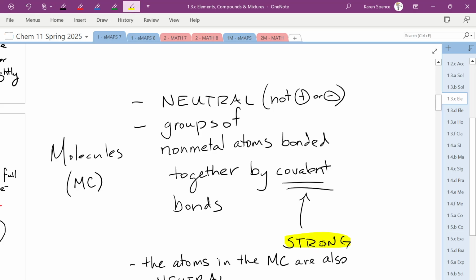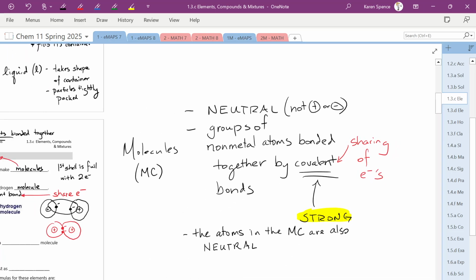Those covalent bonds are strong. Does anyone know anything else about covalent bonds? You can chat with your neighbor about that if you like to. Anything else about covalent bonds that you know? Yeah, they're sharing their electrons with the other atom, okay? Covalent bonds is sharing of electrons. Okay, so we've got a very sort of robust, thorough discussion of what a molecule is.